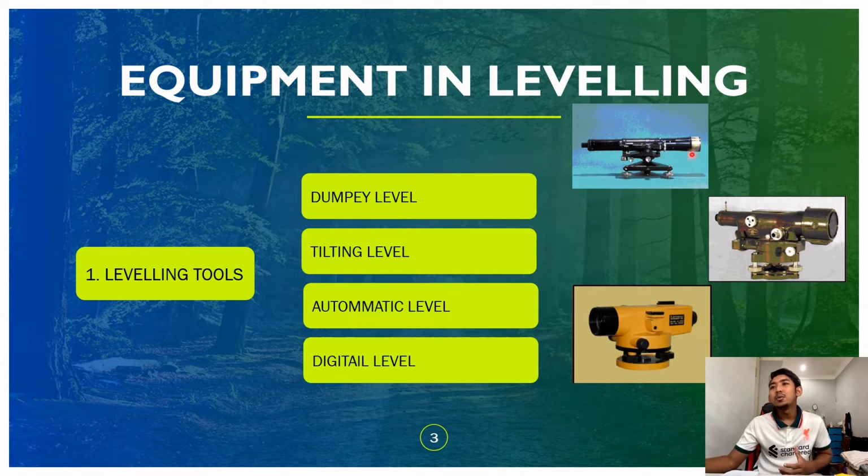Okay, this is the photo for the dumpy level, and this one is the tilting level, and this is the automatic level, and the last one is the digital level. Okay, that's all from me. I would like to call my teammates to continue this presentation.